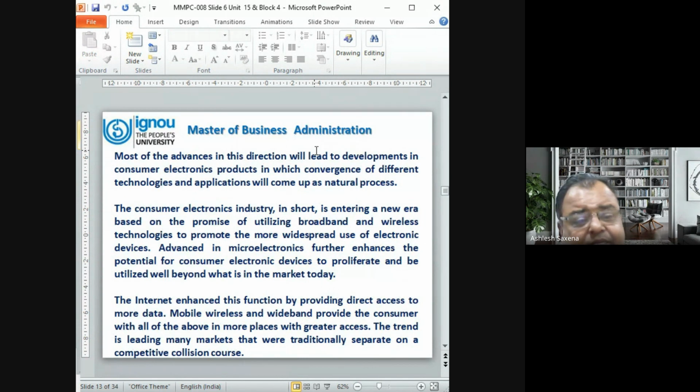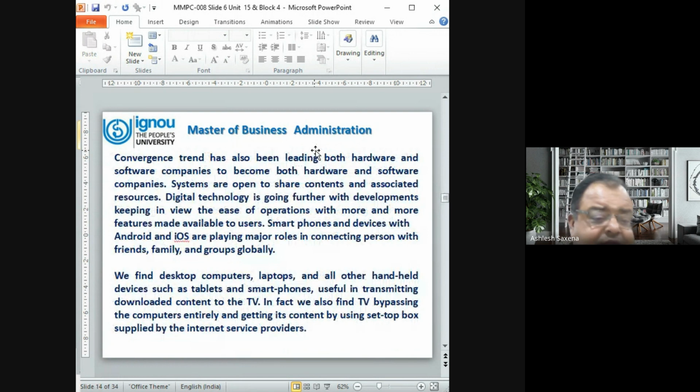The internet enhances this function by providing direct access to more data. Mobile, wireless, and wideband provide the consumer with all the above in one place and with greater access. The trend is leading many markets that were traditionally separate on a competitive collision course. The convergence trend has also been leading more hardware and software companies to become both hardware and software companies. Systems are open to share contents and associated resources.